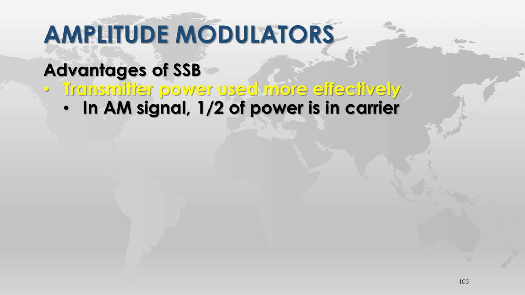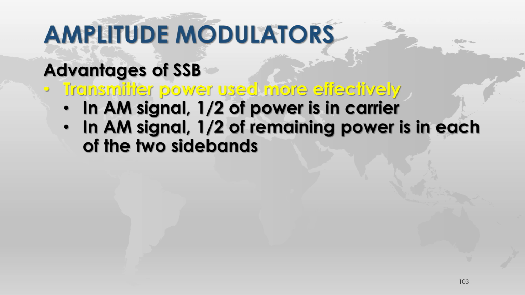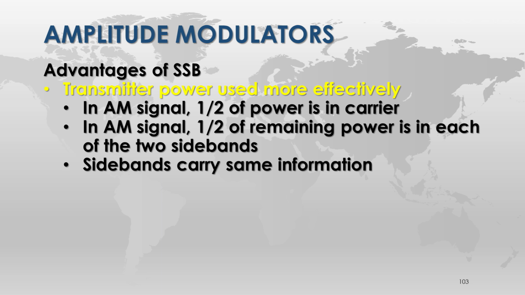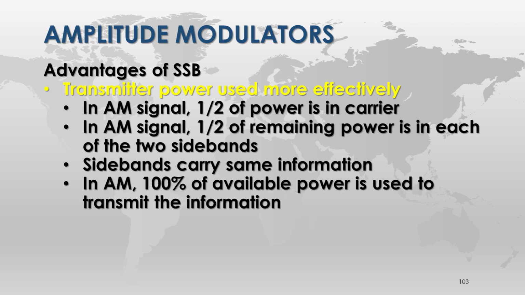Well, if my 100 watt radio is putting out 40 watts in single sideband, I went from 25 to 40. I'm still doing better, more than twice the power. Make sense? Does everybody understand that? In AM, half of the remaining power is in each of the two sidebands, and the sidebands carry the same information. So in AM, 100% of the available power is used to transmit the information.